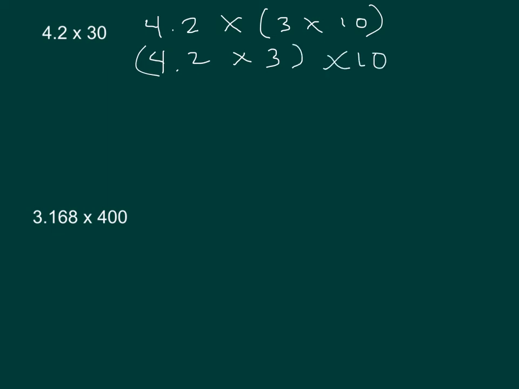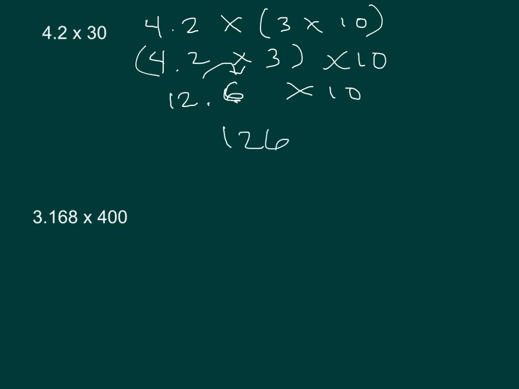Earlier this week we looked at 4.2 times 3 and we get the decimal 12.6. Then it's times 10, and earlier in this lesson we saw when we multiply by 10 we move everything over 1 decimal point. So your answer is going to be 126.